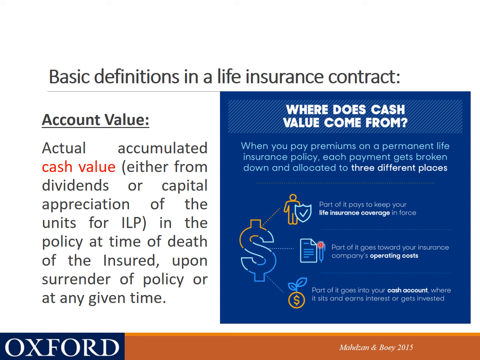The second portion of your premiums will go towards paying your insurance company's operating costs. So of course, as a company, the insurance company has its operating costs, it has its marketing costs, and so on. So the premiums that you pay will be allocated into those operating costs, and another portion will be a portion towards this cash value, whereby your money sits and earns interest, or gets invested. So this is the portion of your money that grows.